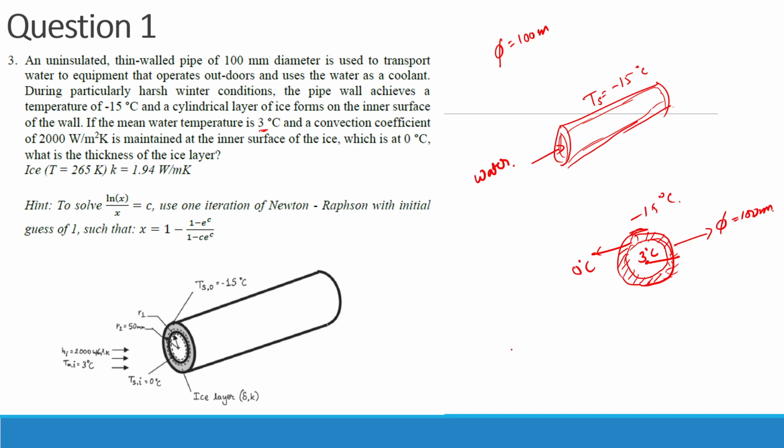So you can just write it as Ts is minus 15 degrees Celsius, and then you will be having some resistance due to ice. Then we have this temperature of the ice as 0 degrees Celsius, and then you will be having some convective resistance due to the water, and the temperature of water is 3 degrees Celsius.